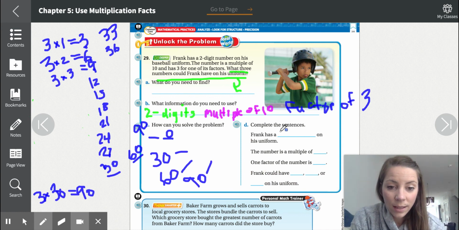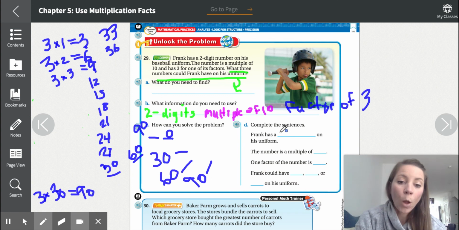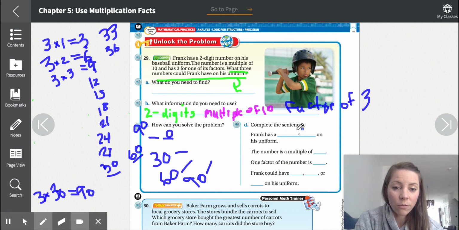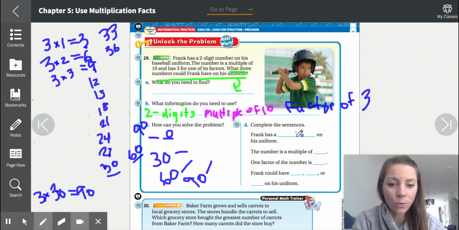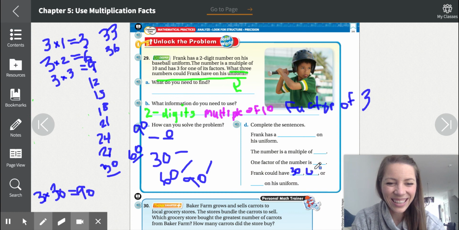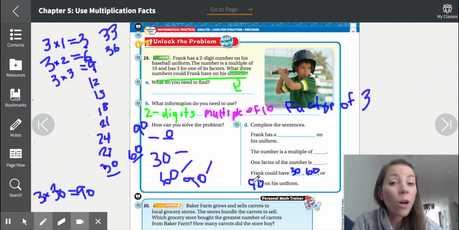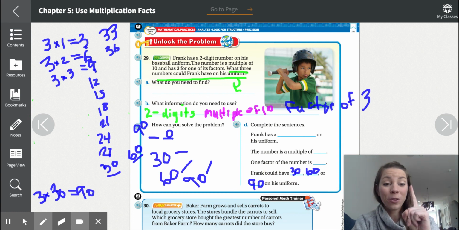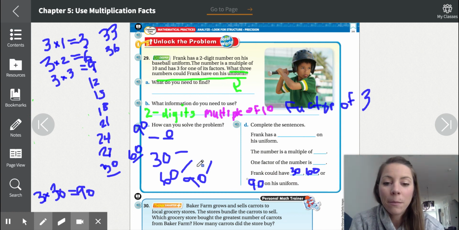So here's the 3 clues that we kind of wrote up here, right? So you're just going to fill them in again. Frank has a 2-digit number on his uniform. The number is a multiple of 10. One factor of the number is 3. Frank could have 30, 60, or 90. That was a challenge. I bet almost all of you probably definitely at least got one of the numbers, so that's really great. And good job if you got a couple others.